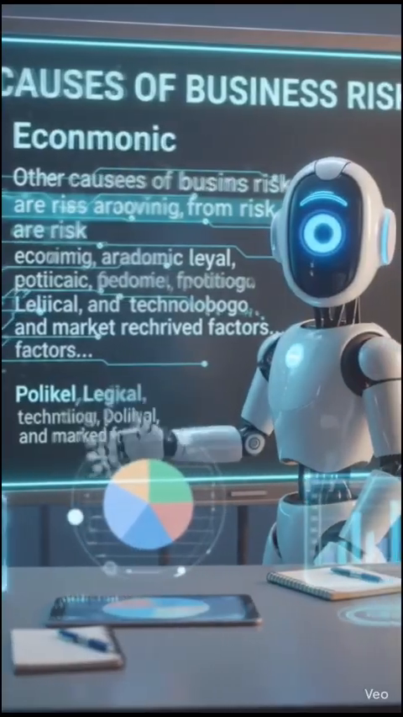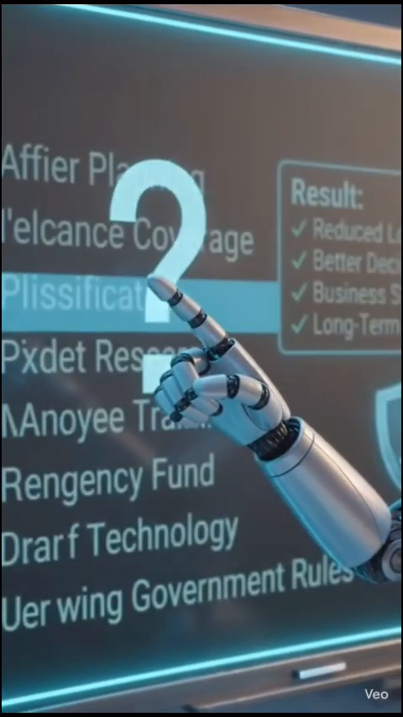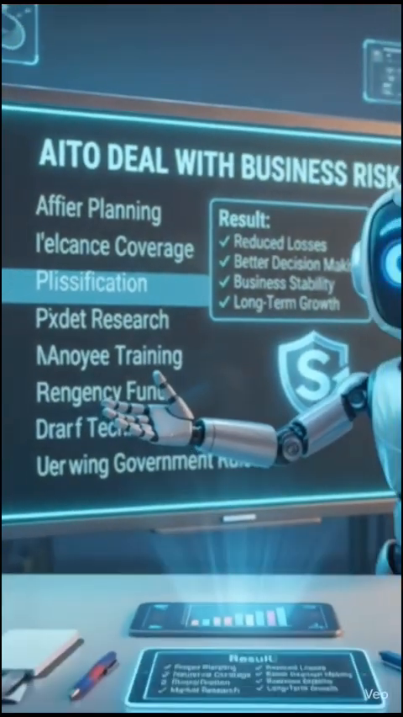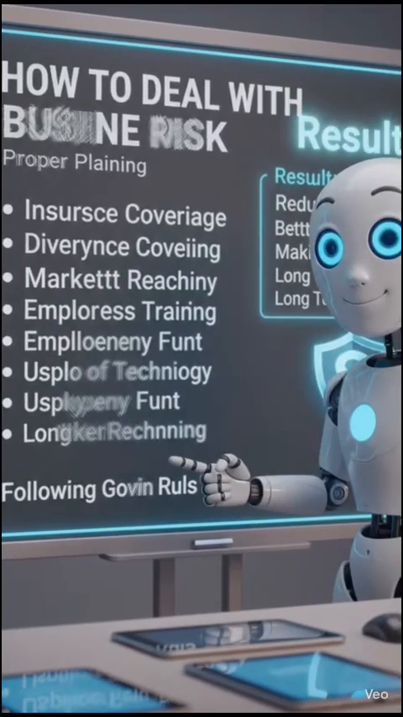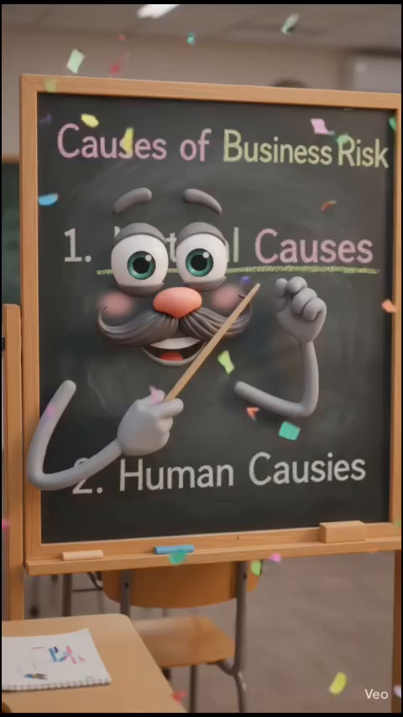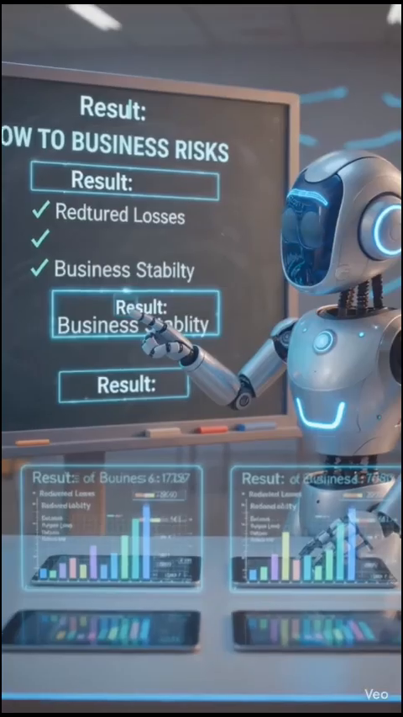How to deal with business risk: proper planning, insurance coverage, diversification, market research, employee training, emergency planning. Here are some ways to deal with business risk. Proper planning. Businesses should plan their activities carefully and prepare. Market research. Understanding customer needs and market trends helps reduce uncertainty.